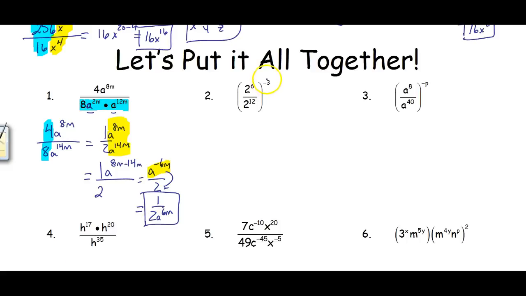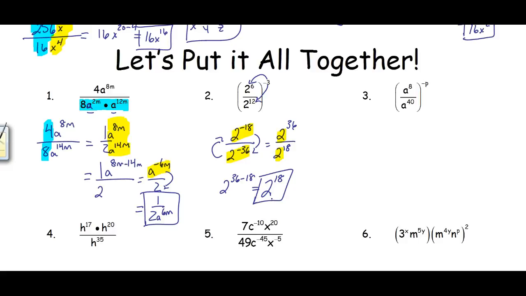All right, number 2, that negative 3 has to be distributed to both terms on the inside. So you get 2 to the negative 18, and you get 2 to the negative 36th power. Okay, you have 2 negative exponents, so both of those are going to go ahead and flip. So you get 2 to the positive 36 over 2 to the 18th. You have the same base, so you're going to subtract your exponents. So 36 minus 18, you're going to come up with 2 to the 18th power. That's going to be a very large number, so we're going to go ahead and leave it as 2 to the 18th power.